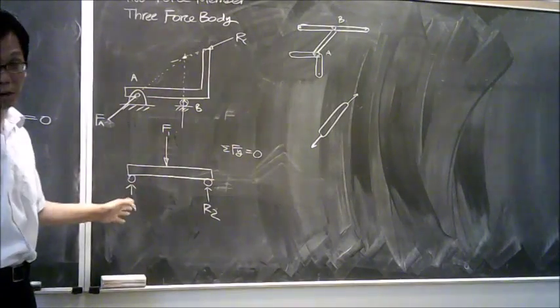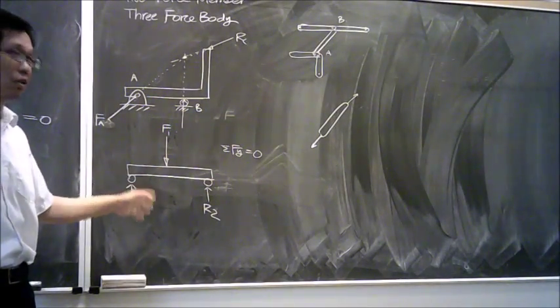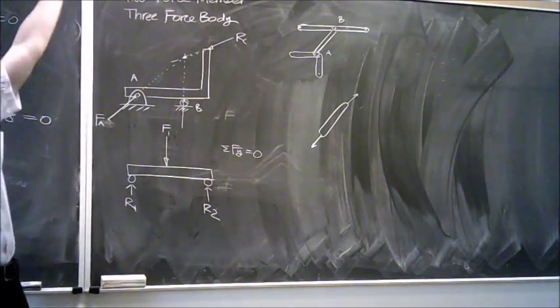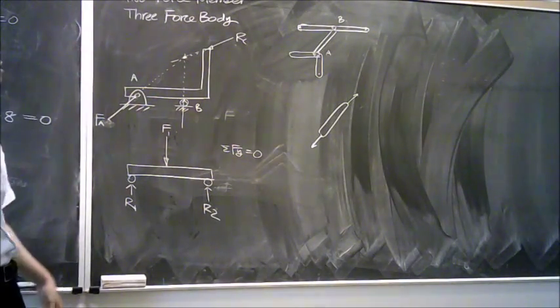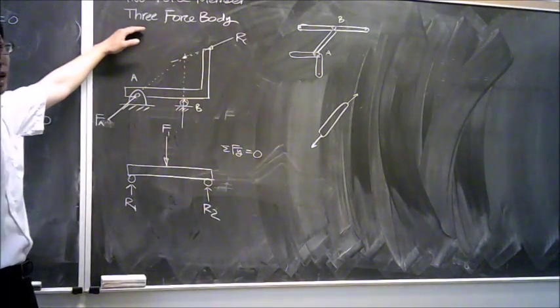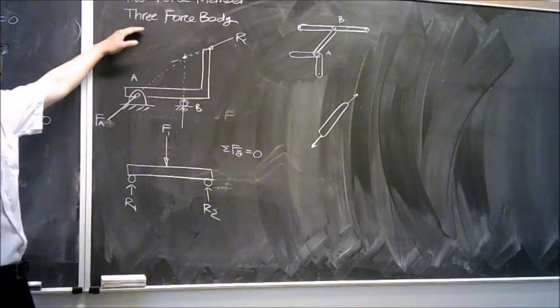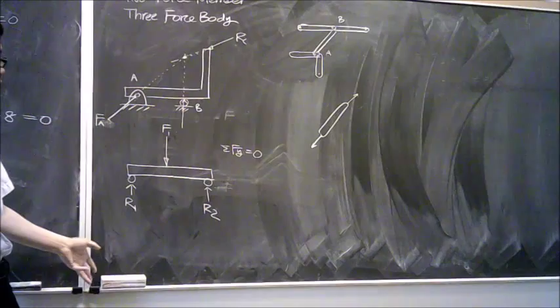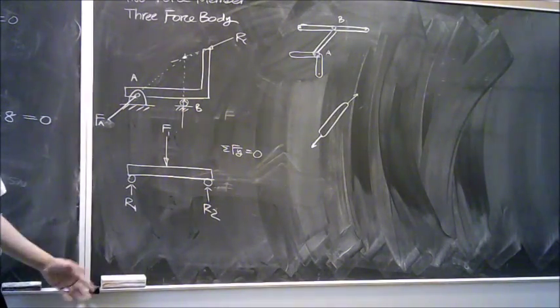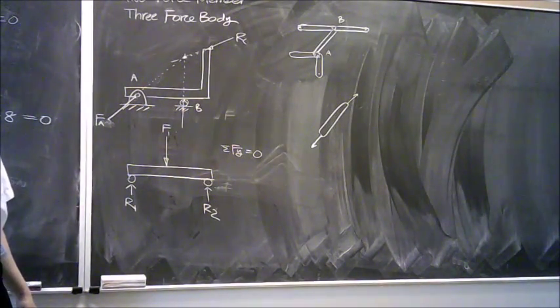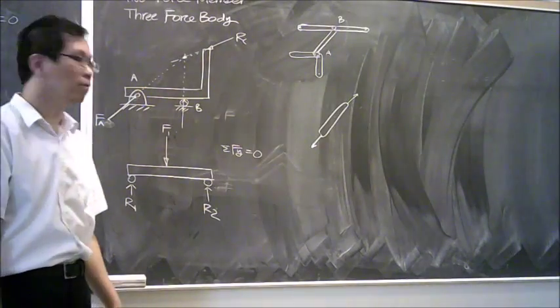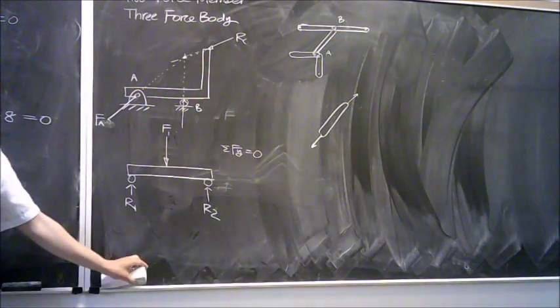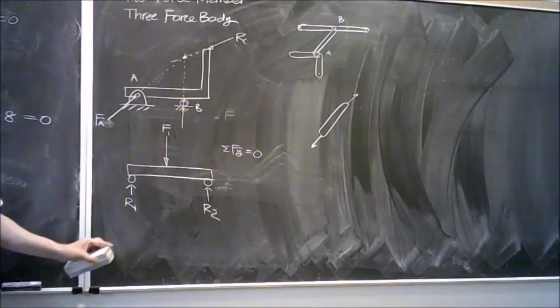So we have 3 parallel forces. They're going to intersect at infinite distance. That's something that doesn't violate the definition of a 3-force body. Okay, they're going to intersect at infinite distance, but in reality, when we are doing the calculation, they're not going to intersect. Okay, does that make sense to everybody? Somewhat.